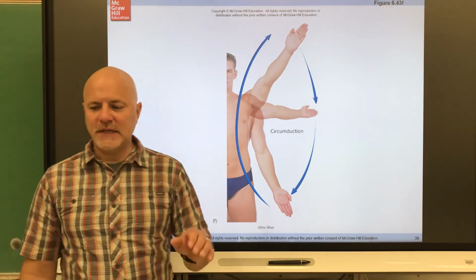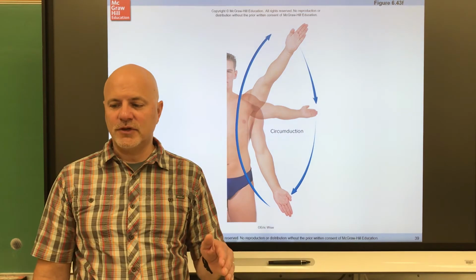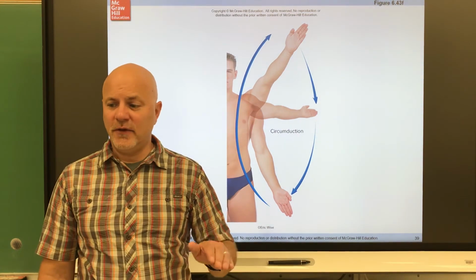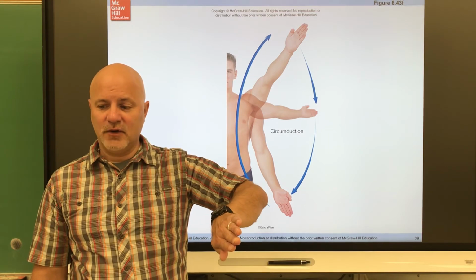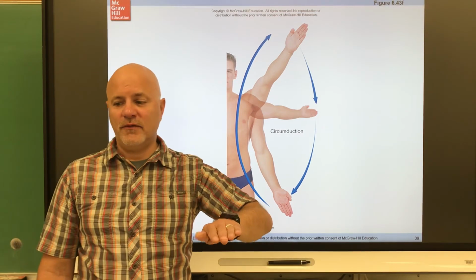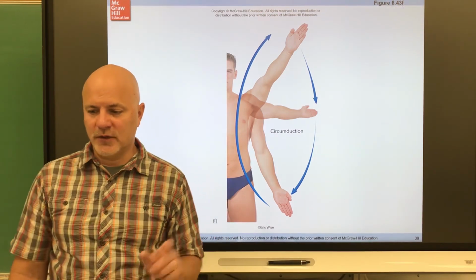So first is eversion and then inversion. So an eversion is turning the sole so the foot faces laterally. So if you stick your foot out this way, that's an eversion. An inversion is turning the foot so the sole faces medially, so towards the body. So that would be an inversion if it was on the foot.